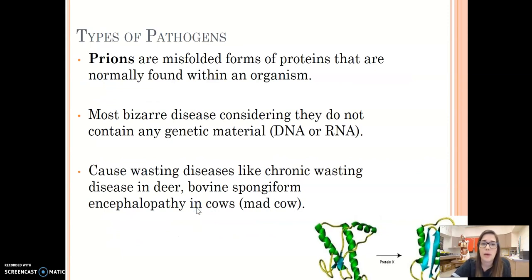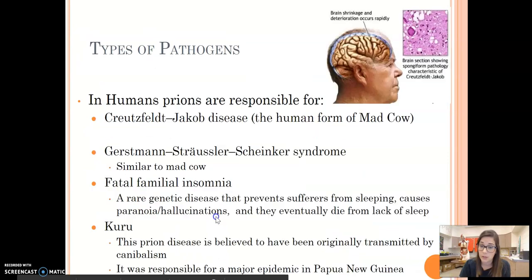Prions, this is the third type of pathogen. These are interesting because these are just proteins. They don't contain any genetic material, and they cause diseases like chronic wasting disorder and bovine spongiform encephalopathy, or mad cow disease. There is some evidence that possibly prions cause diseases like Alzheimer's. So they're proteins that cause misfoldings in other proteins, and they're impossible to treat.